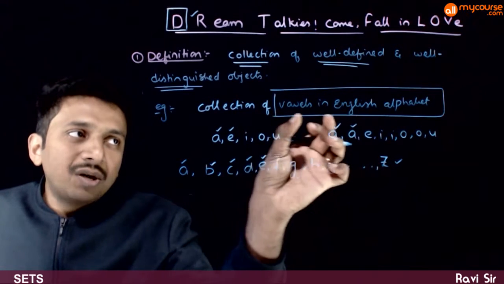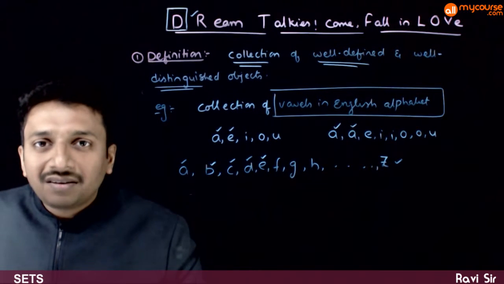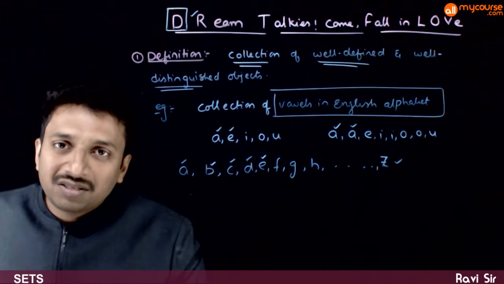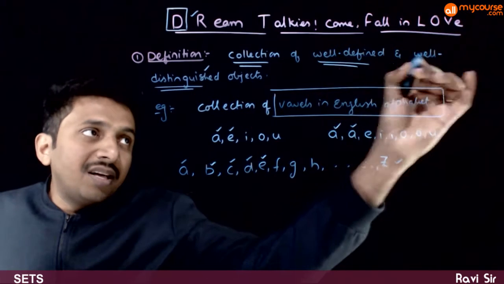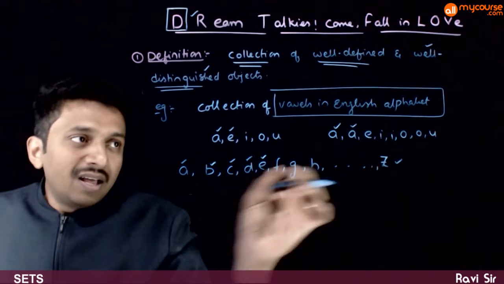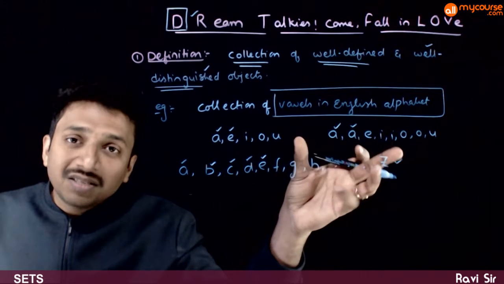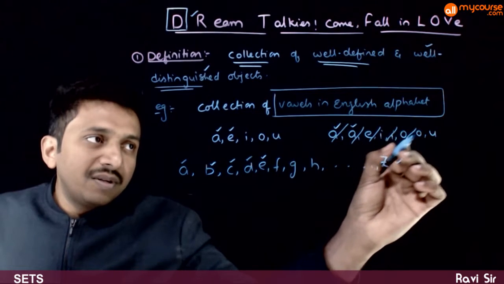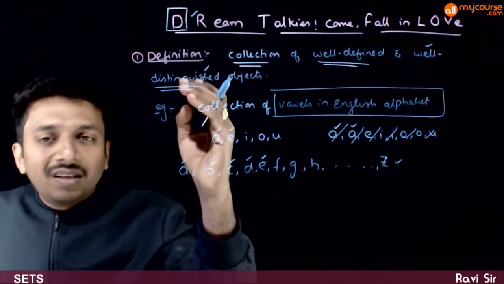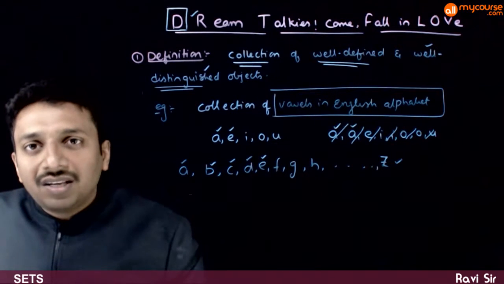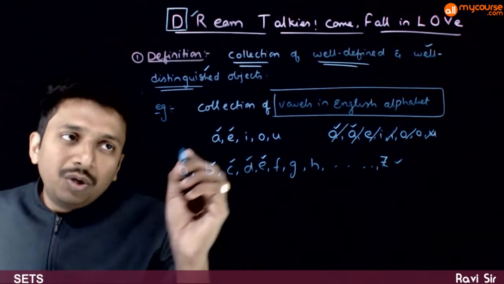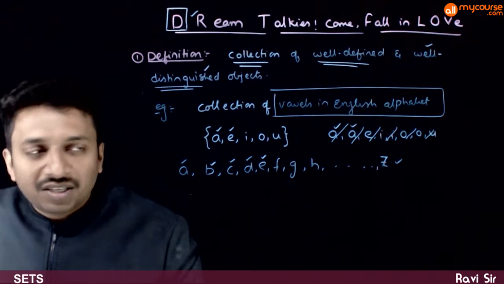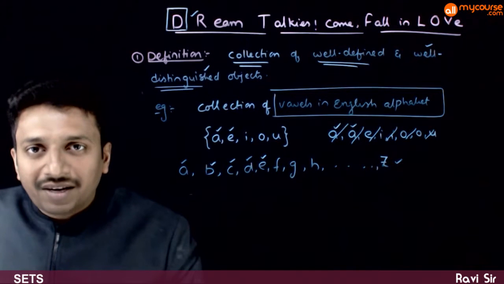So I say that in the collection of vowels in English language, how many elements are there? There are 5 elements, or there are 5 objects. So if this property is not there, if well distinguishedness property is not there, I would have as well written like this. That means this set might have more than 5 elements. So to cut down this ambiguity, in the definition it's given that a set is a collection of well-defined and well-distinguished objects. So usually we enclose a set in flower brackets. We enclose the objects of this set in flower brackets.